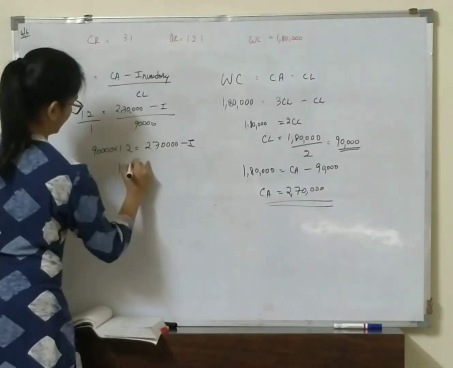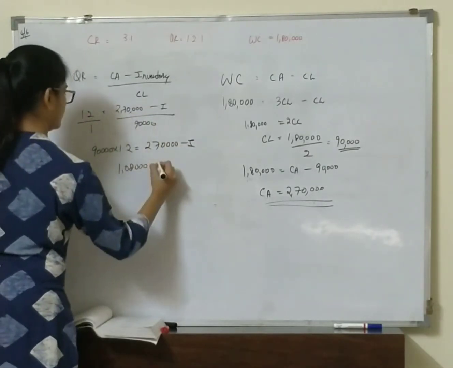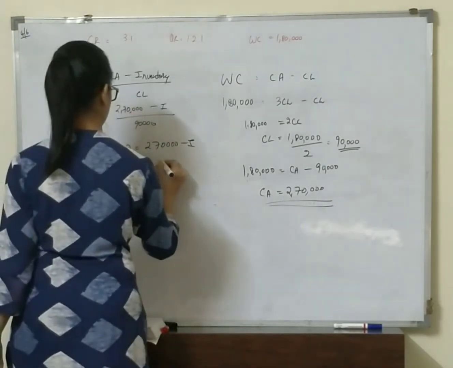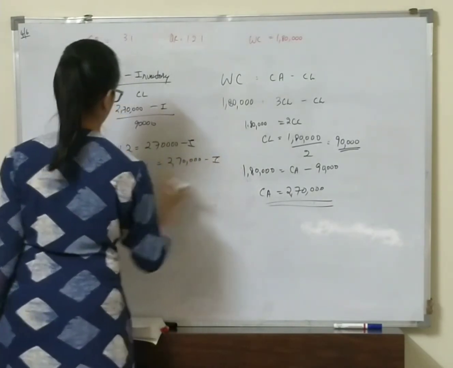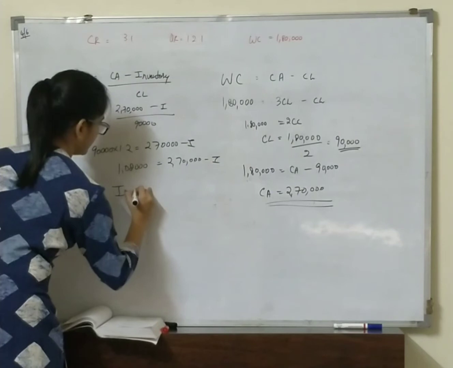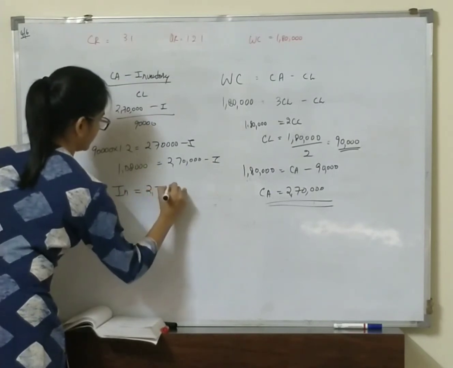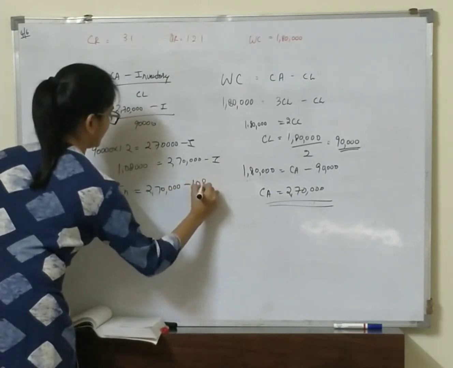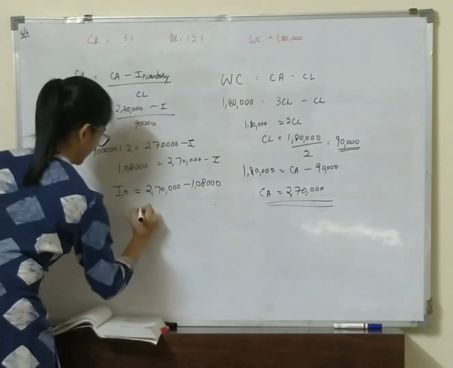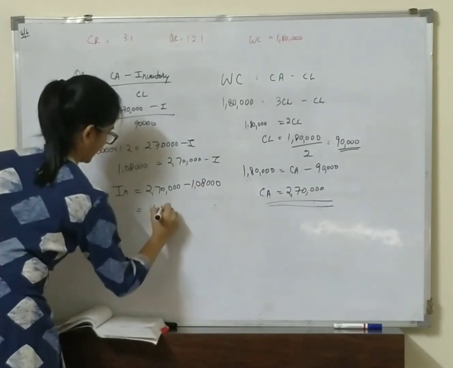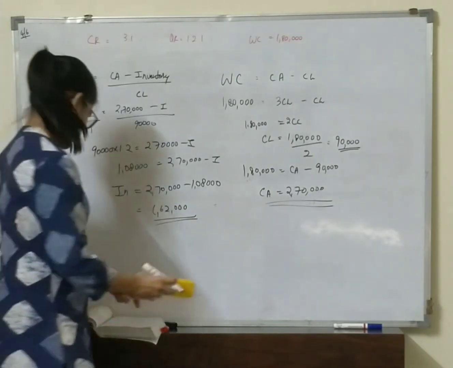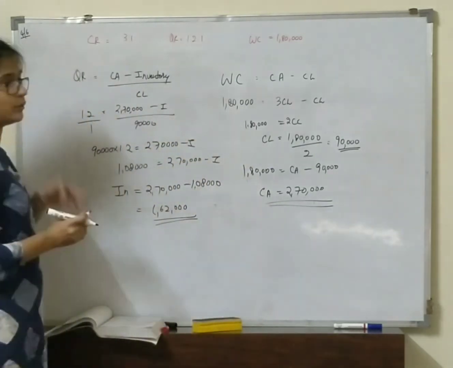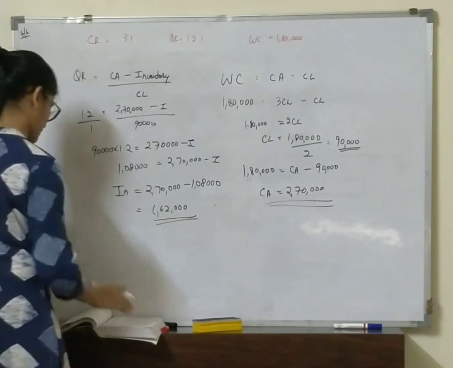It is 1,08,000 is equal to 2,70,000 minus inventory. So what's the amount for inventory? 2,70,000 minus 1,08,000. Therefore, inventory amount is 1,62,000. I hope you all are clear. Any doubts, please ask me.